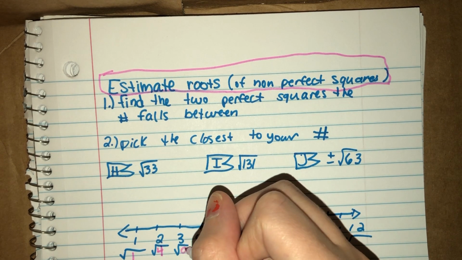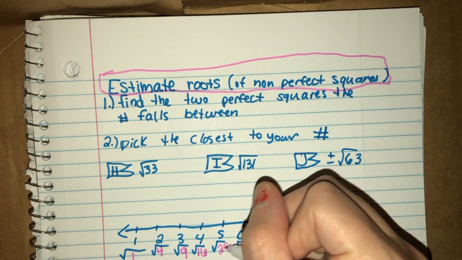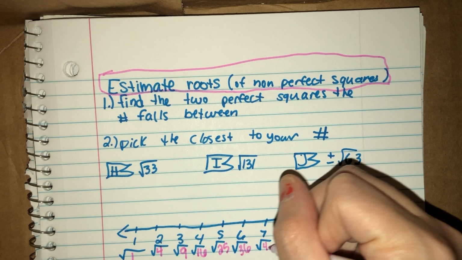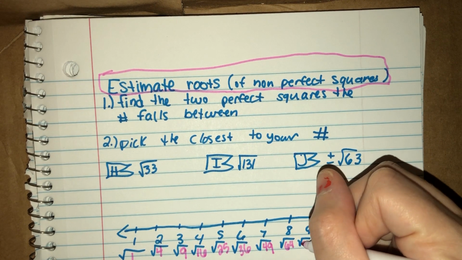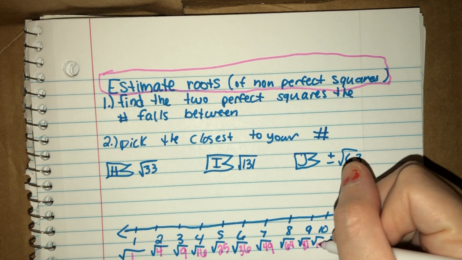3 is the square root of 9. 4 is the square root of 16. 5 is the square root of 25. 6 is the square root of 36. 7 is the square root of 49. 8 is the square root of 64. 9 is 81. 10 is 100.